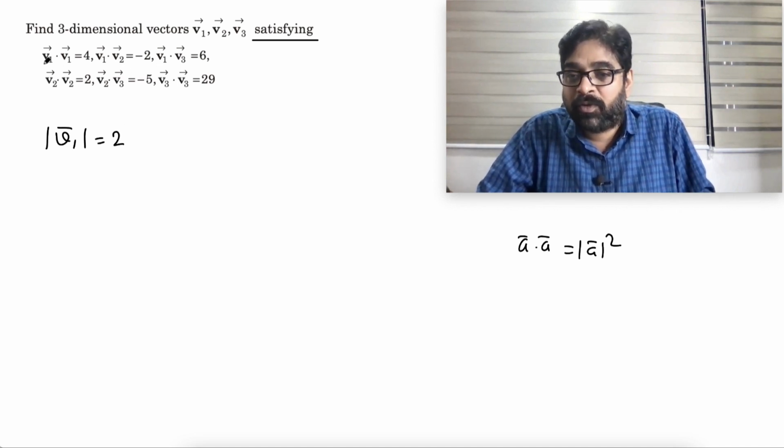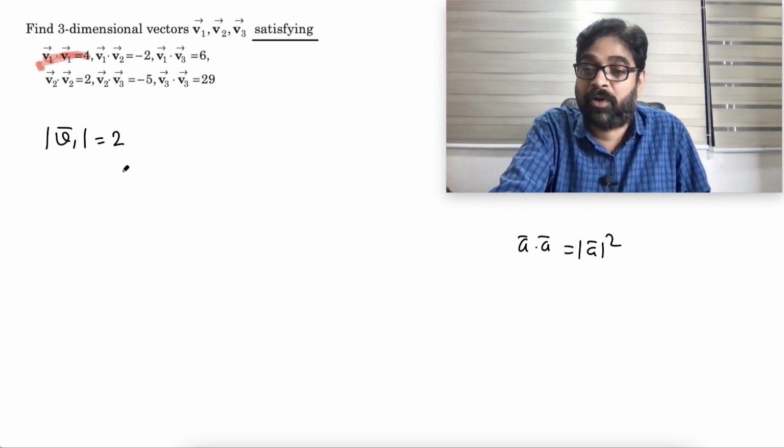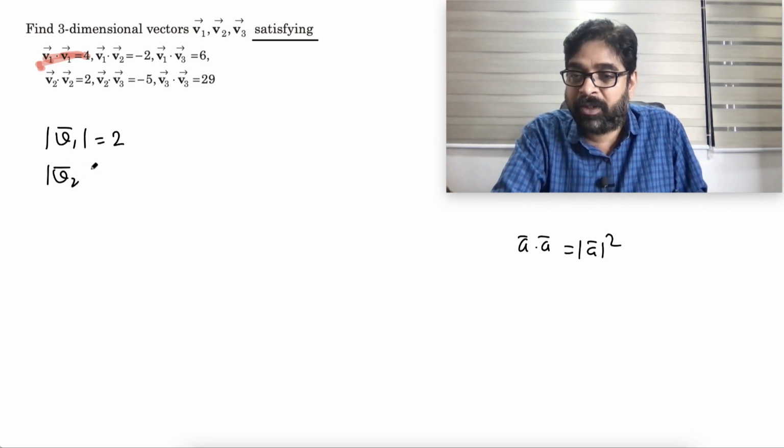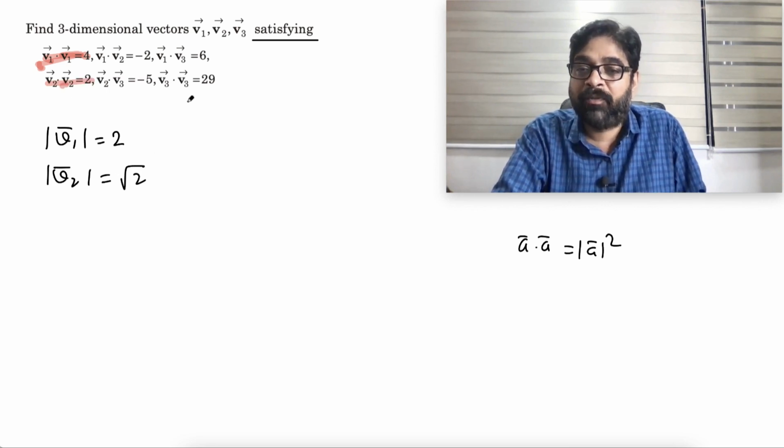V2 dot V2 is also given. Whatever information I am using, I am just marking it, so that I should not get confused, and you should also not get confused. And mod V2 is equal to root 2. Yes, so this I also used. And mod V3, this I can also use. Mod V3 is equal to root 29.